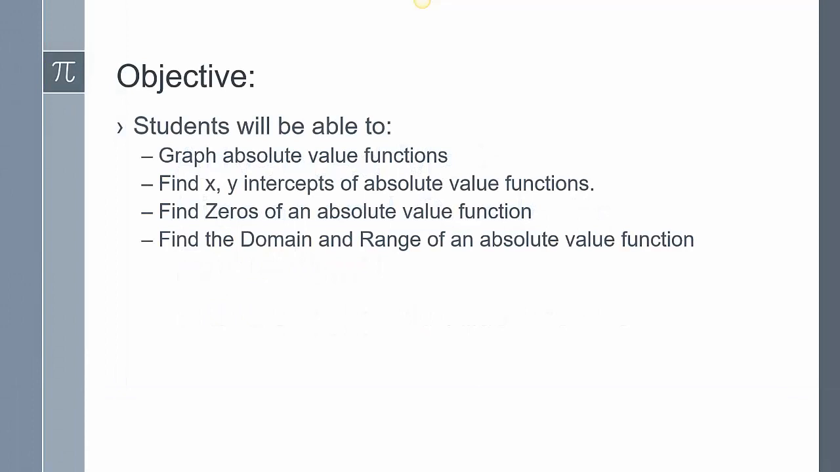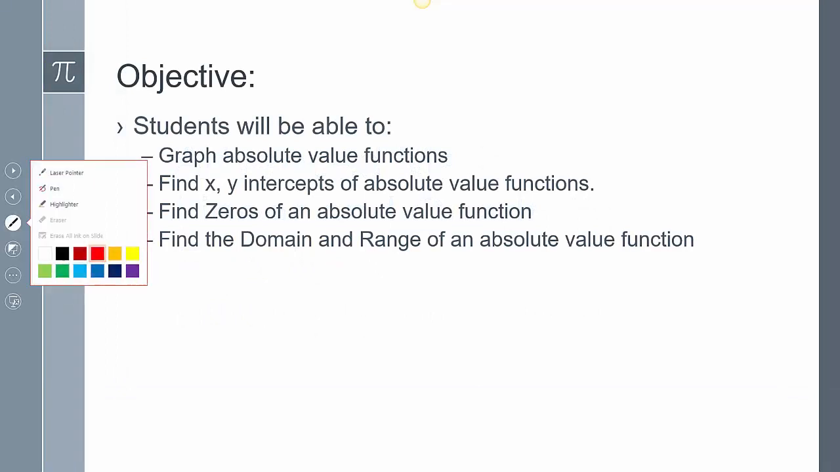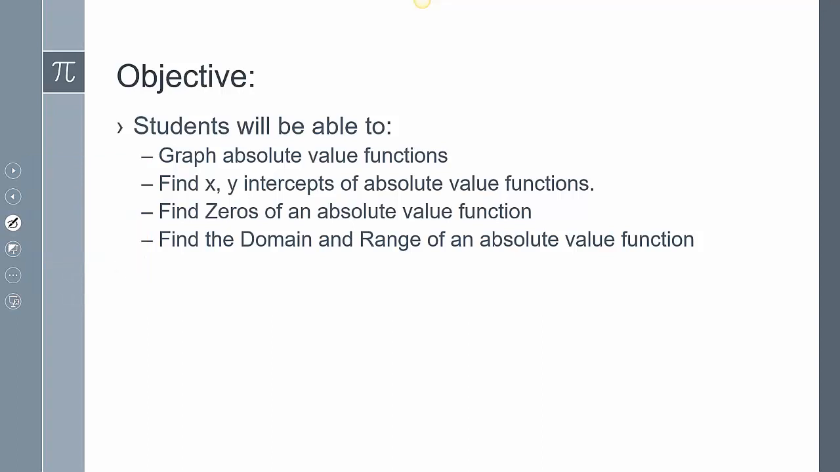So today we're going to be able to graph absolute value functions, but also examine some of the other ways to describe functions, like the x and y intercepts, finding the zeros, the domain and range, etc. So we're going to be looking at some of those other pieces too, but just know that the focus is going to be on being able to graph it, or at least put it in the form to be able to graph it.